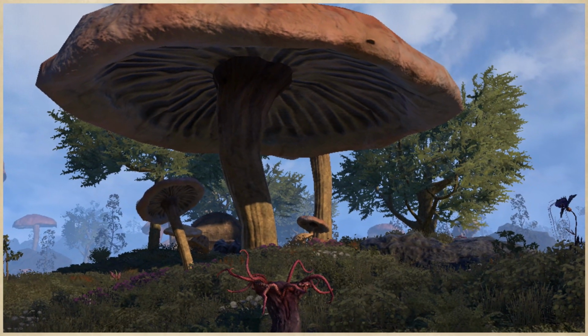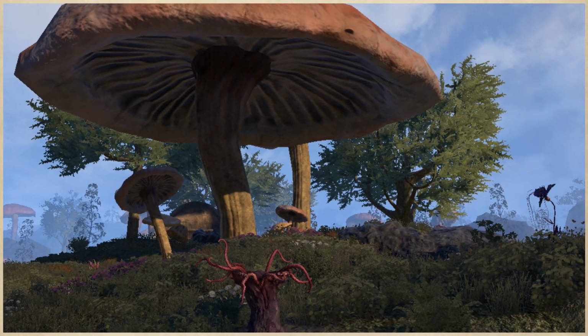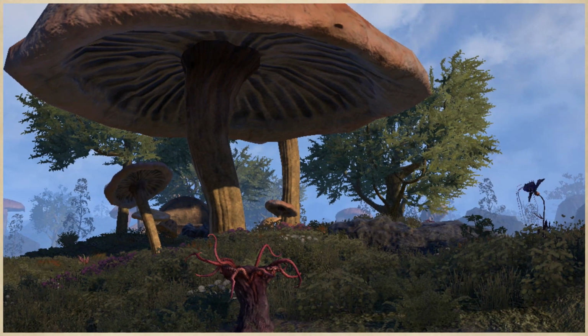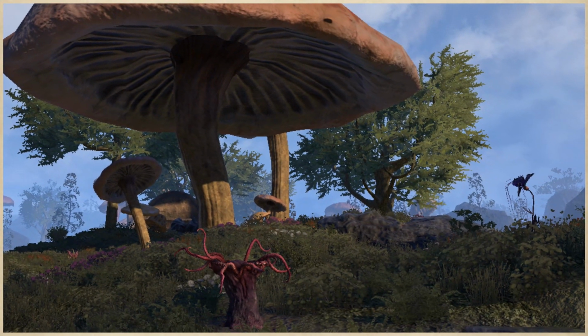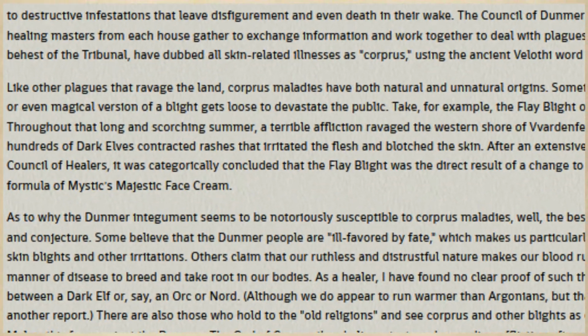Nobody really knew where it came from until healers discovered that it was accidentally caused by a change of the formula in a popular mystic face cream in Morrowind. No, really, I mean, this is literally in the lore. Look up the book Study of Skin Diseases from Elder Scrolls Online, there's literally the mention of the face cream.